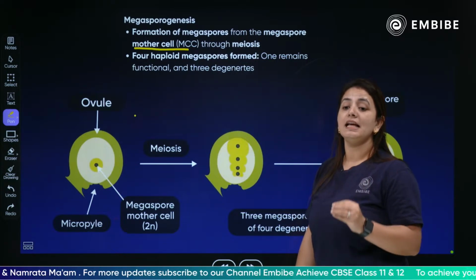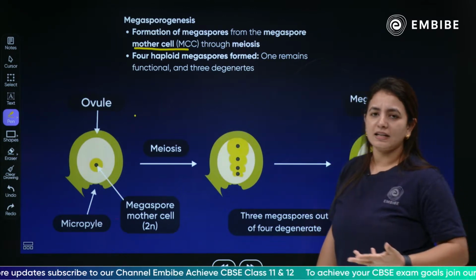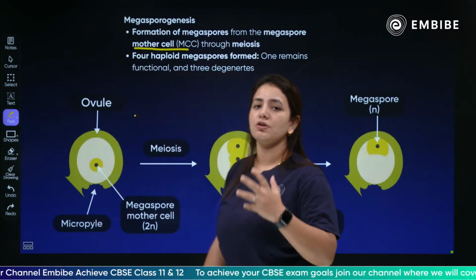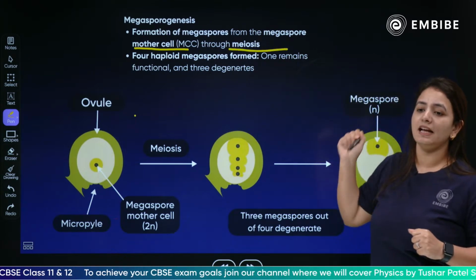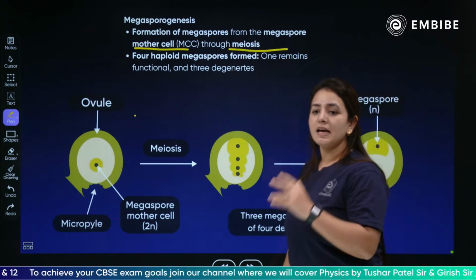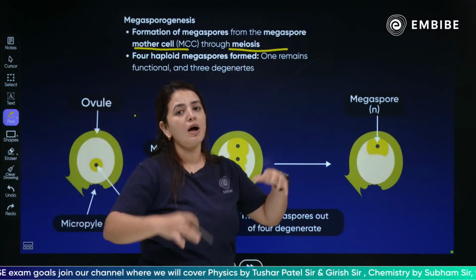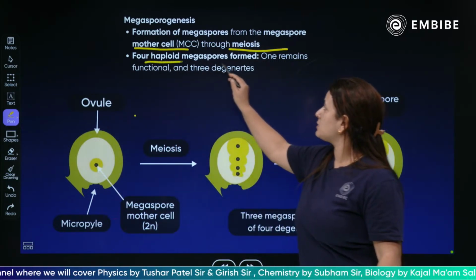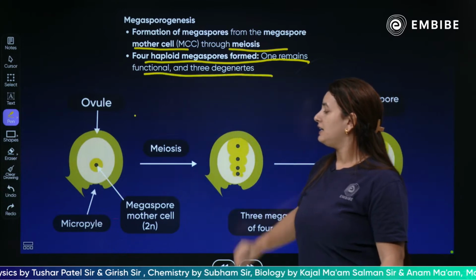The formation of the megaspore from the megaspore mother cell is through reductional division. You know, the sexual parts undergo only the reductional division, which is meiosis. This is what you have learned already in the 11th standard. So the megaspore mother cell undergoes meiosis and gives rise to megaspores. Okay, 4 haploid megaspores are formed. One remains functional, the other 3 degenerate.